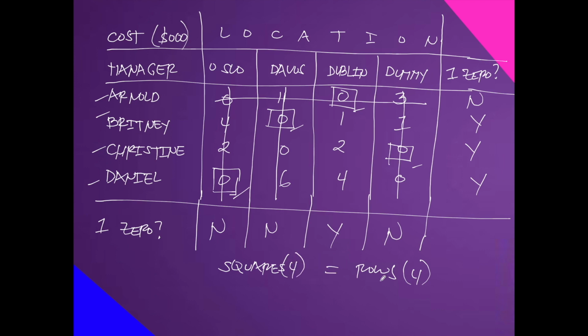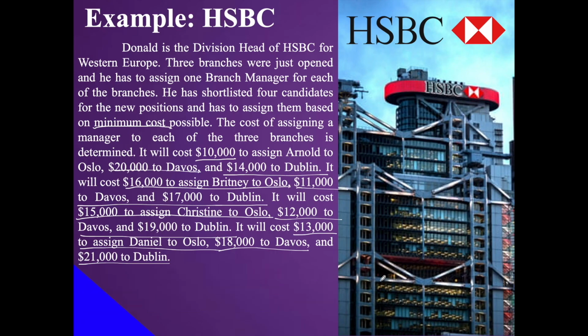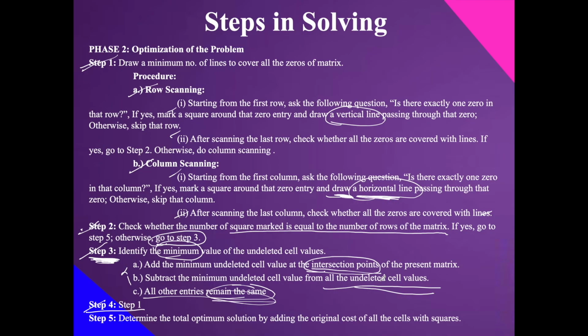And, guys, you'll check now, pantay na sila. Ito na yan. Pantay na eh. Balikan natin yung steps. Sabi niya dito: Check whether the number of square marks is equal to the number of rows of the matrix. If yes, go to step 5. Uy, ito na tayo, na hindi natin nagagawa kanina. Otherwise, go to step 3. Wala na yan. Tapos na tayo dyan. So, go to step 5.